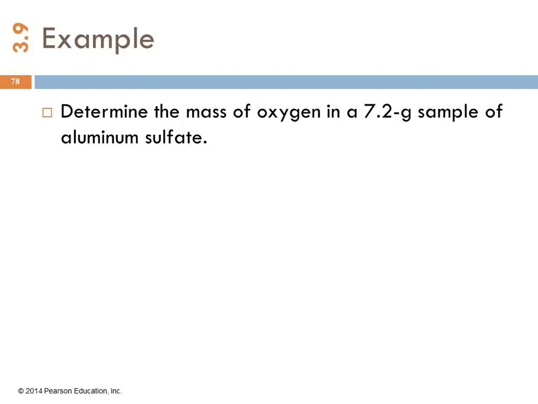What's the first thing we need to figure out? We need the formula for aluminum sulfate. What kind of a compound is it? It's ionic. Aluminum is a metal, so we're going to have ions. We're going to have aluminum.